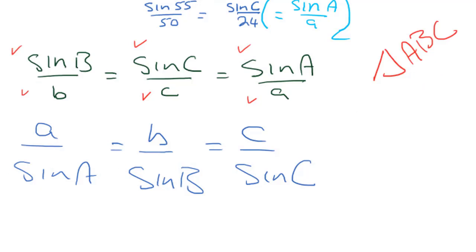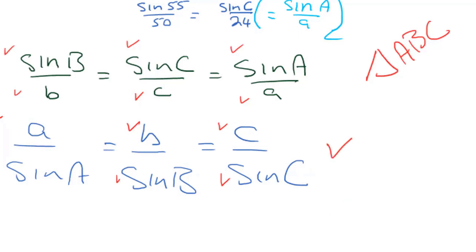We can also represent the sine law by saying side A over sine of A equals side B over sine of angle B equals side C over sine of angle C. And we use this form of the sine law when we're calculating a side length. Let's take a look at how it's done.